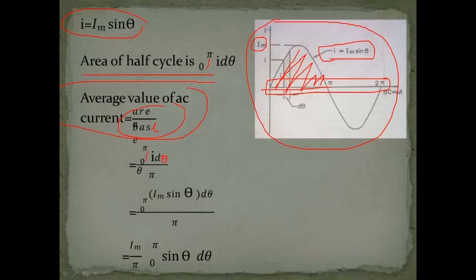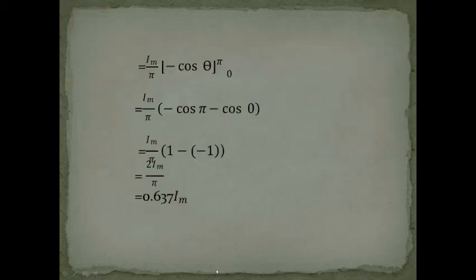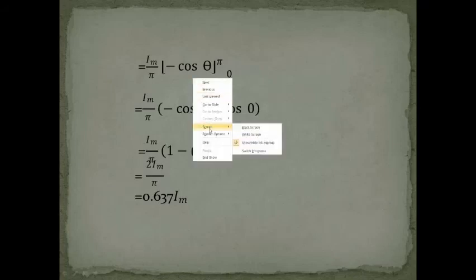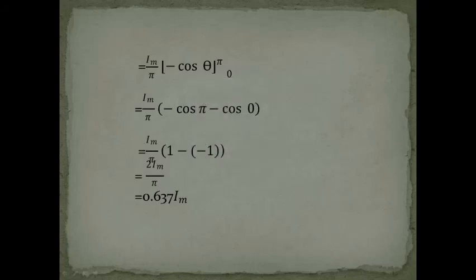So now I am considering the integral of I d theta upon pi. The base is pi, so I am considering up to pi. So this integration 0 to pi of Im sin theta d theta upon pi. On simplifying this equation and applying the limits, we will get 2 Im upon pi. The numerical value is 0.637 into Im.